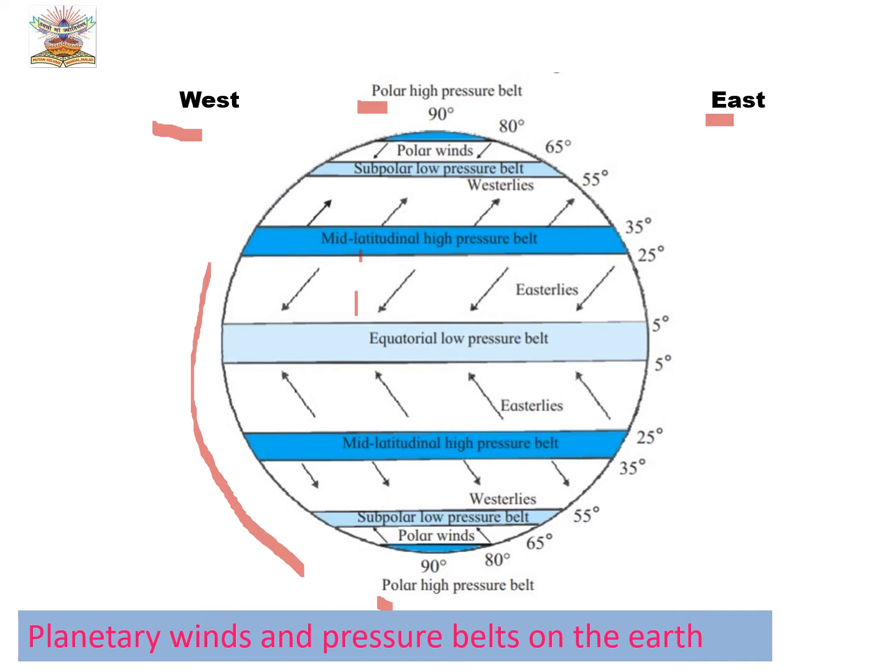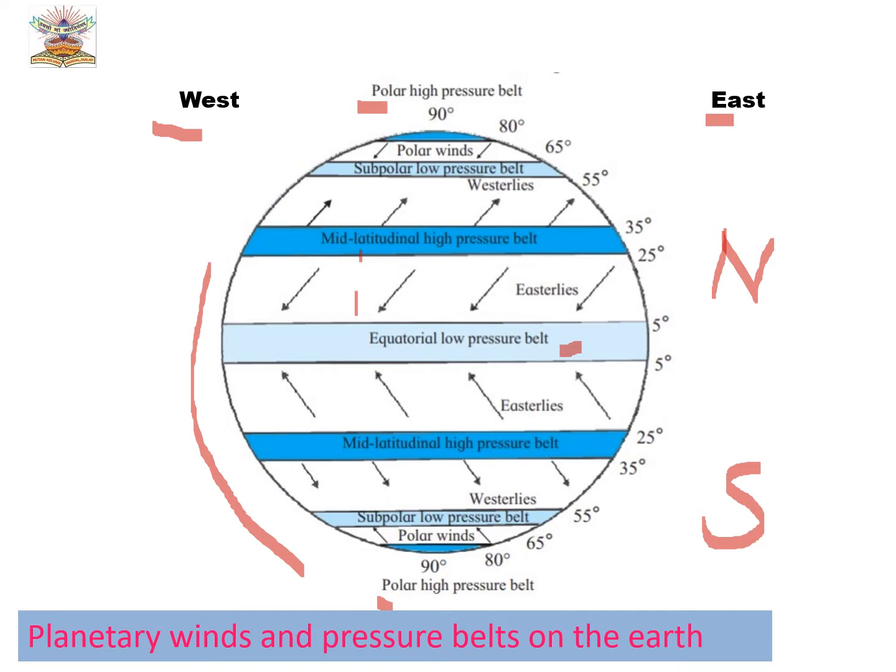Now you can see children, this is the equatorial low pressure belt. On top it is the northern hemisphere. Here it is the southern hemisphere. And you can see here, children, the high pressure belt from 25 degrees to 35 degrees parallels in the north and 25 degrees to 35 degrees in the south. This is the high pressure belt, and here you can see the low pressure belt.